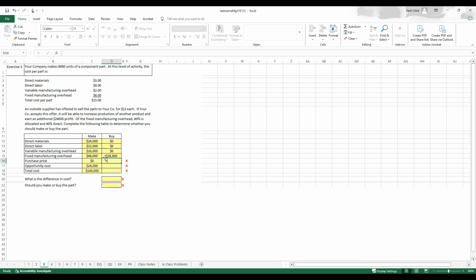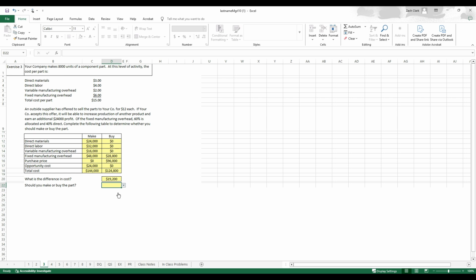Now the purchase price is just the purchase price. So we have $12 per unit times 8,000. We have no opportunity cost now because we are earning the extra 24,000. It's not an opportunity cost anymore because we're actually earning it. So then I'm just going to sum all those up. And here we can say the difference in cost to make the product versus buy it is $19,200.